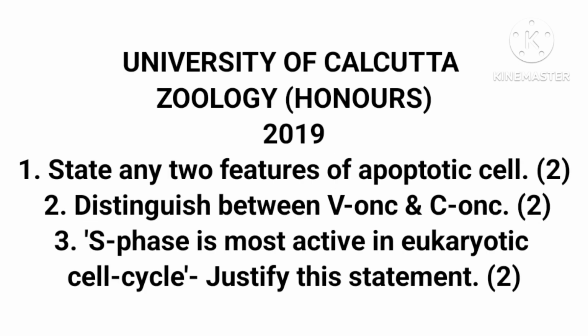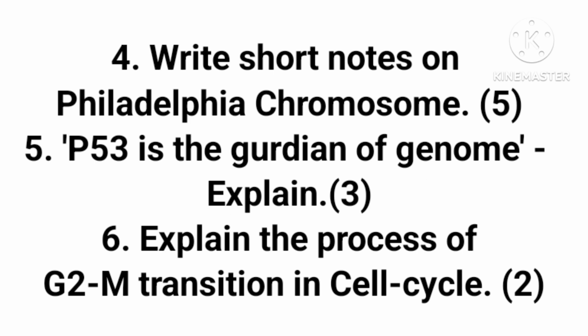In 2019, state any 2 features of apoptotic cell, distinguish between V-onc and C-onc. Third one, S phase is most active in eukaryotic cell cycle, justify this statement. All 3 carry 2 marks. Write short notes on Philadelphia chromosome, essay type question, 5 marks. Breakage of marks will be 3 plus 2, 2 for proper diagrammatic representation.